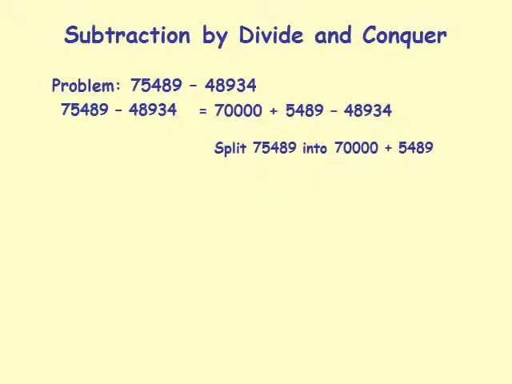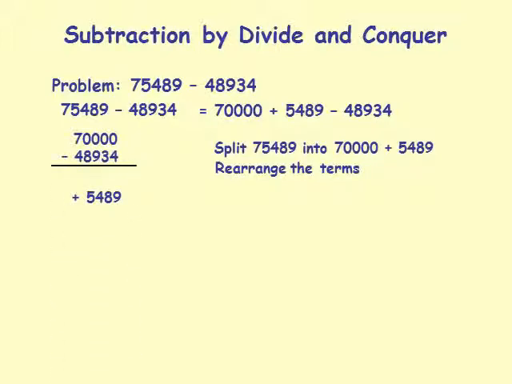So that's equal to 70,000 plus 5489 minus 48934. 75489 minus 48934 is my original problem, and this is my equivalent problem. Then we will rearrange the numbers in the problem. So this is 70,000 minus 48934, the subtraction. After we get the subtraction, we add this number here.